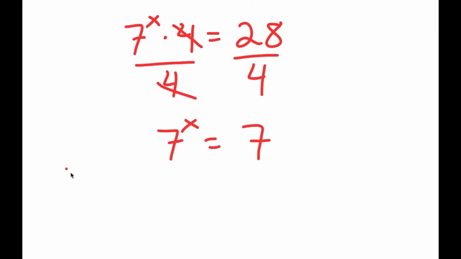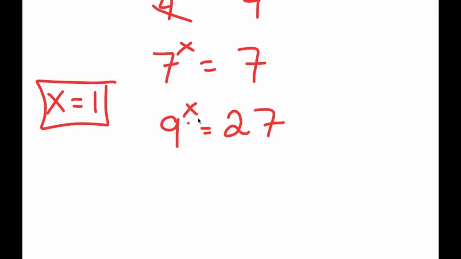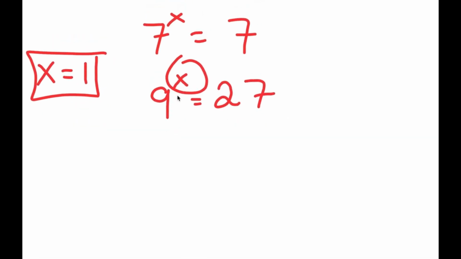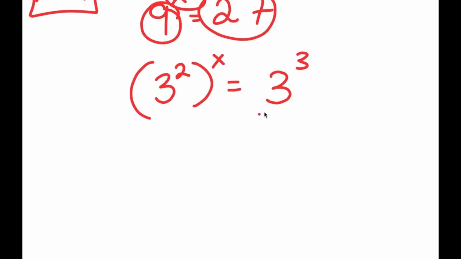So I get 7 to the power of x is equal to 7, and obviously just at first glance we get x is equal to 1 because 7 to the power of 1 is equal to 7. However, if this was a problem like 9 to the power of x is equal to 27, x isn't going to be a whole number, so the proper way to do this is to make both of these the same base. So 9 is the same thing as 3 squared. So I get 3 squared to the power of x is equal to 27, which is the same thing as 3 to the power of 3.